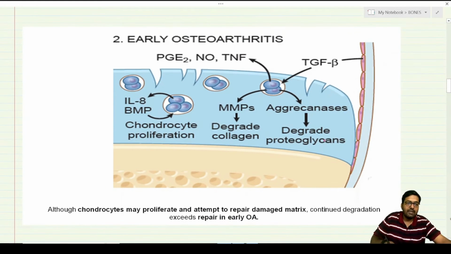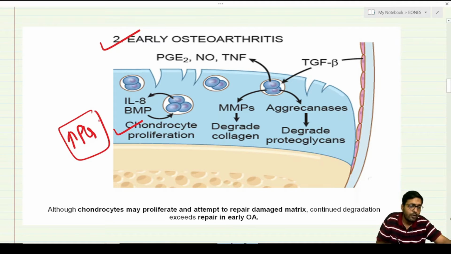Secondly, in case of early osteoarthritis, we are going to see that there will initially be chondrocyte proliferation, and along with that, increased synthesis of proteoglycans. But as the disease progresses, we are going to see that the proteoglycan degradation becomes more than the synthesis. Now, this chondrocyte proliferation is also followed by an attempt to repair as well.